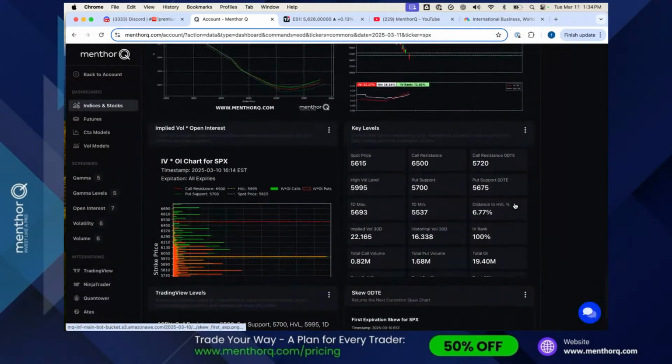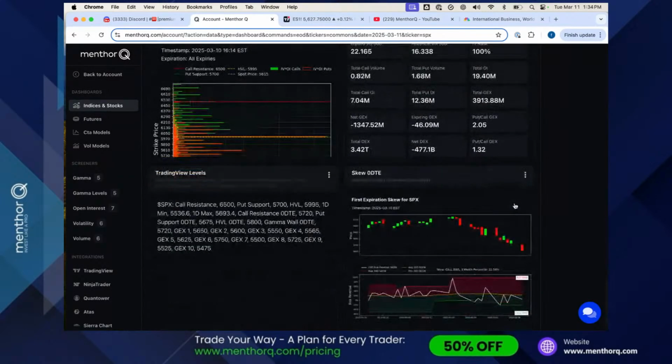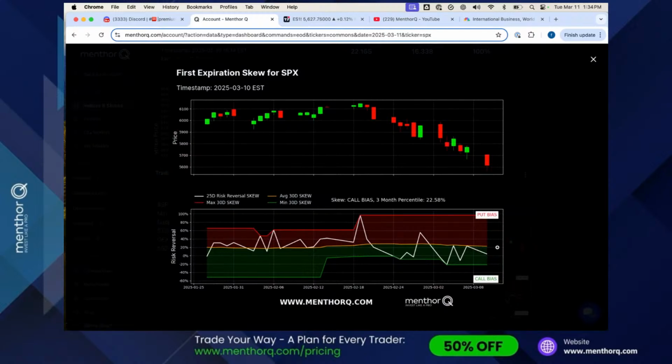As most of you know, but I'll just remind you, skew is basically the difference between the price of calls versus puts. Puts tend to be more expensive than calls. So there tends to be a difference. However, when you look at skew, it's relative. It's relative to historical, etc., or relative to where it is recently.